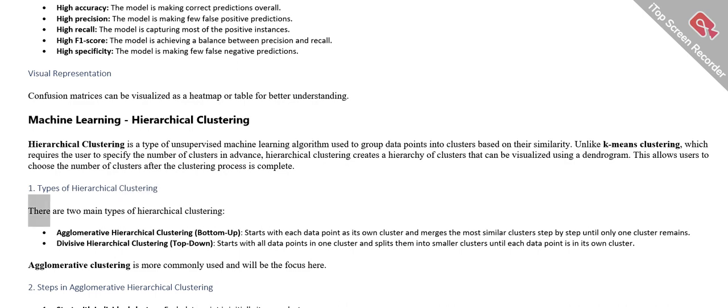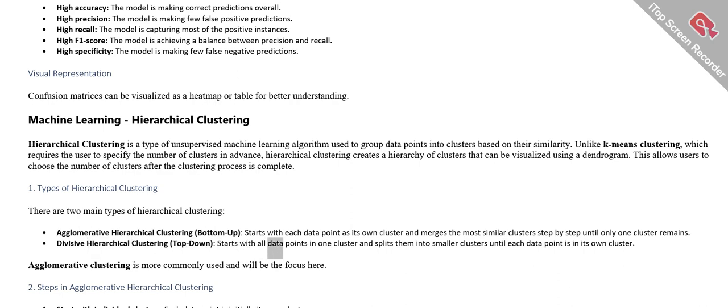1. Types of hierarchical clustering. There are 2 main types of hierarchical clustering. Agglomerative hierarchical clustering, bottom-up, starts with each data point as its own cluster and merges the most similar clusters step by step until only one cluster remains.